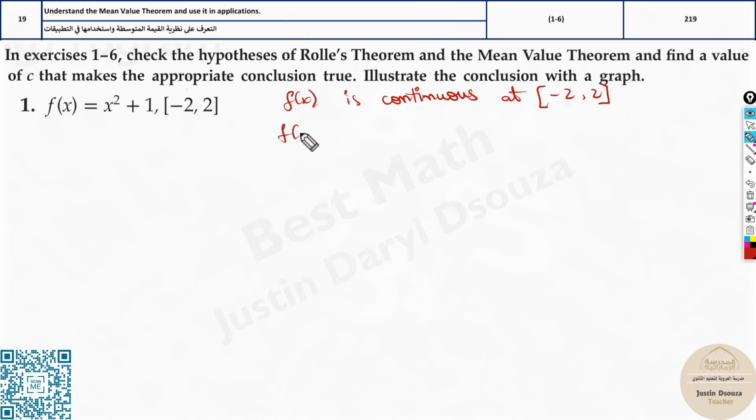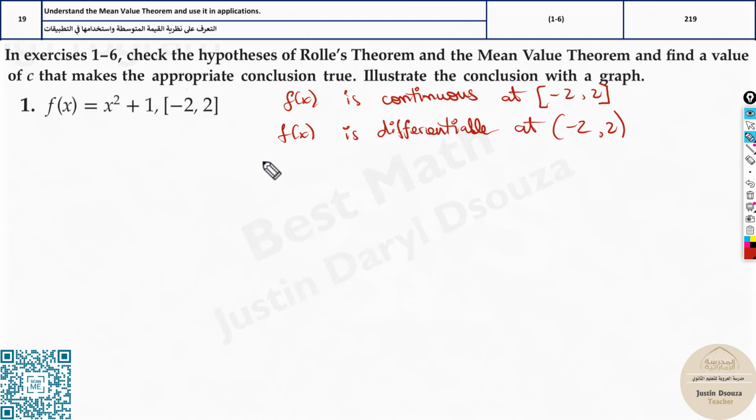After this line, write again, f of x is differentiable on the open interval (-2, 2). Always remember, differentiability is on the open interval. These two statements are very important, and when it's a polynomial, they always hold good. If there are different intervals, change these accordingly. These are the important hypotheses, and only then can you go ahead with these two theorems.